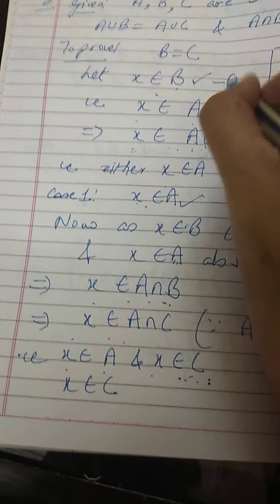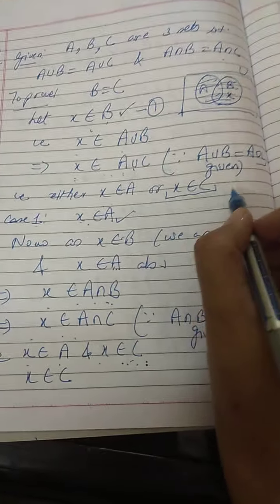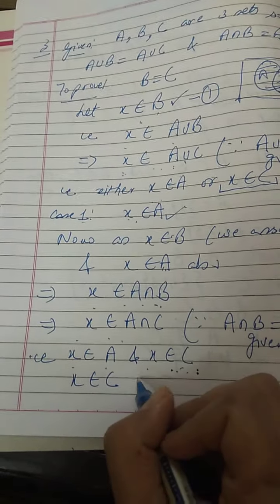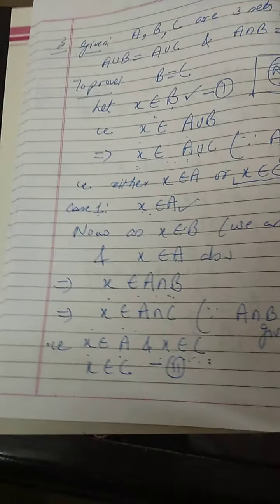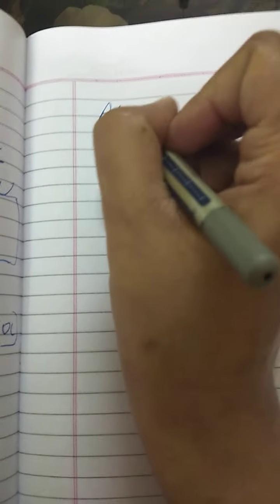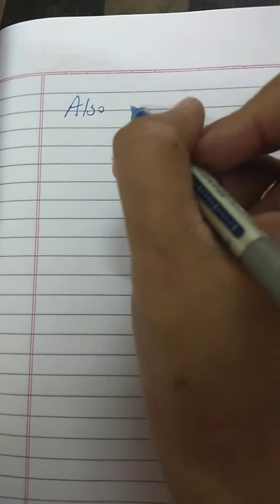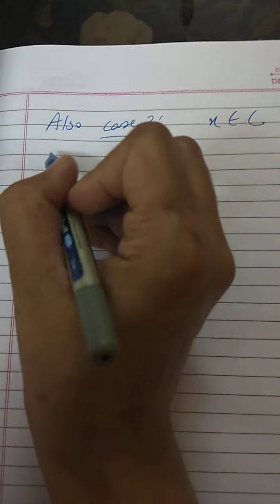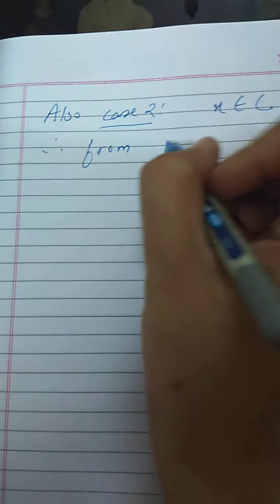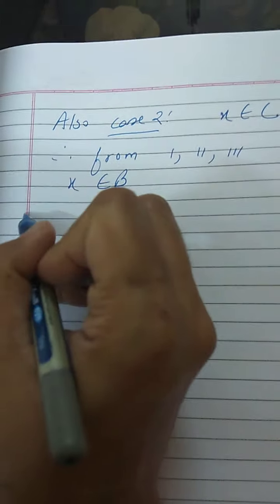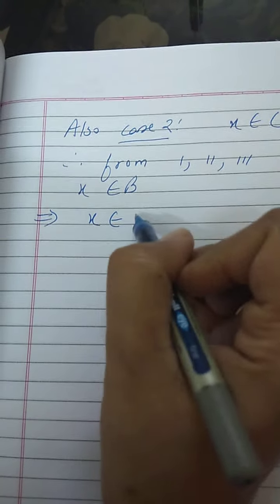This thing let us mark it as 1, and here we will mark it as x belongs to C as 2, and we will say also case 2. What is the case 2 implying? That x belongs to C. We will mark it as 3, right? Therefore, from 1, 2 and 3, what we are getting? That x belongs to B implies x belongs to C.